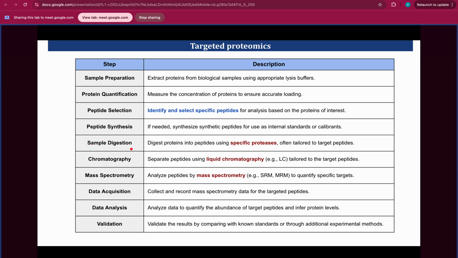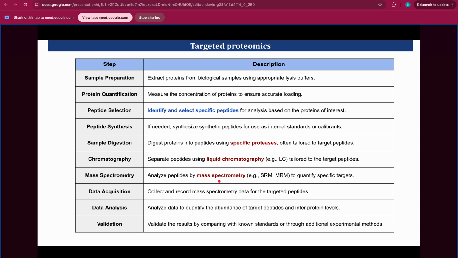Then comes sample digestion. As we have discussed, we need to digest the protein into different peptides so that we can proceed with mass spectrometry. So for sample digestion, we will digest the protein into peptides using proteases. Proteases are the enzymes which target the protein and break it into smaller peptides. And then we will perform chromatography to separate those peptides, and for that liquid chromatography is mostly used in these scenarios. And then we will go for mass spectrometry, which will analyze the peptides on the basis of their mass to charge ratio.